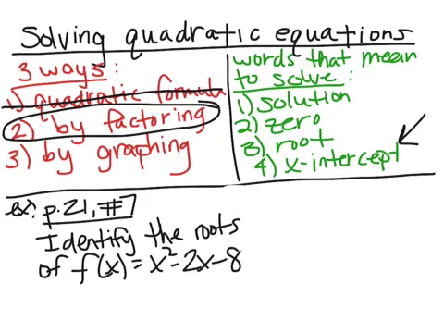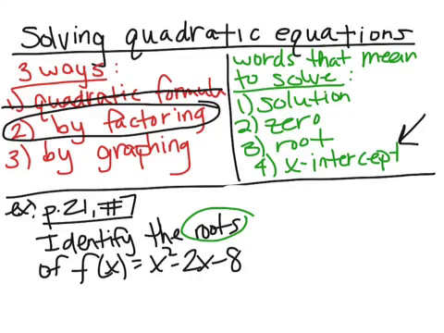Go ahead and turn to page 21, number 7. I'm changing this question up a little bit just so you get more familiar with the different ways your questions are going to get asked. Let's say it said, identify the roots of f of x equals x squared minus 2x minus 8. The key word in here is the word root. Root means the same thing as a solution or a zero or an x-intercept. So you want to think graphically. If I want to find a root, I want to find the x-intercept. The x-intercept is where a graph crosses the x-axis.